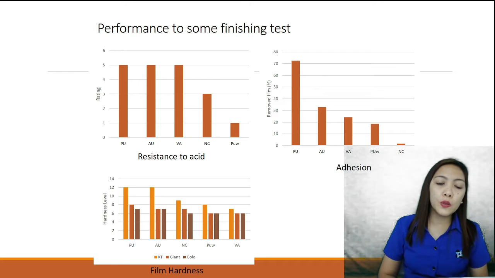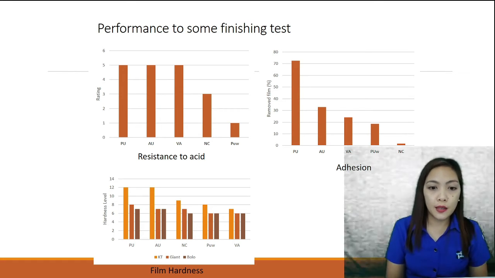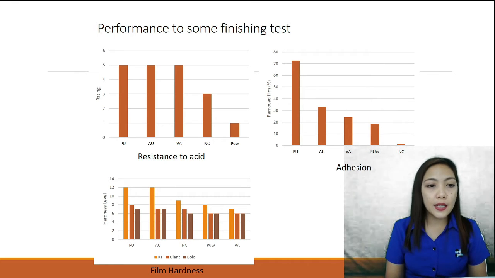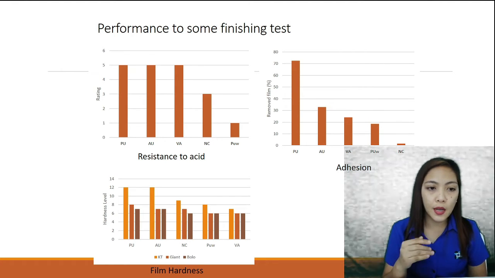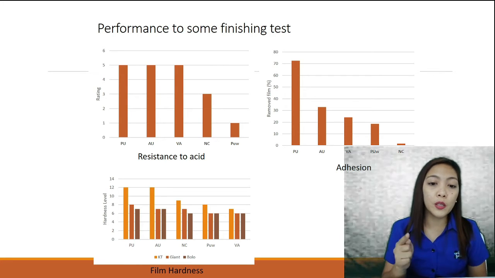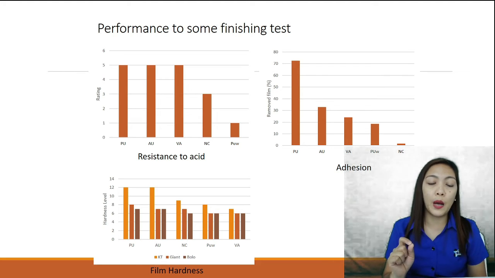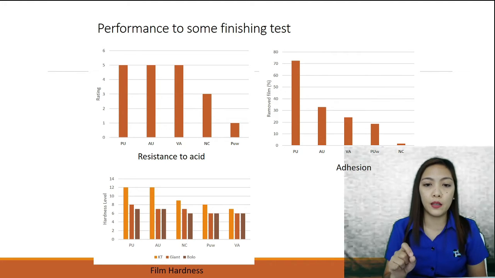no? So these are some of the tests of finishes applied on bamboo. So for instance, resistance to acid, you will see that PU, AU, and yung Valspar has the highest level of resistance against acid. So yung NC naman, nasa mid-range lang siya, level 3. However, yung water-based na finish, which is yung water-based PU, it has a very low rating. So ang baba yung resistance niya sa acid.